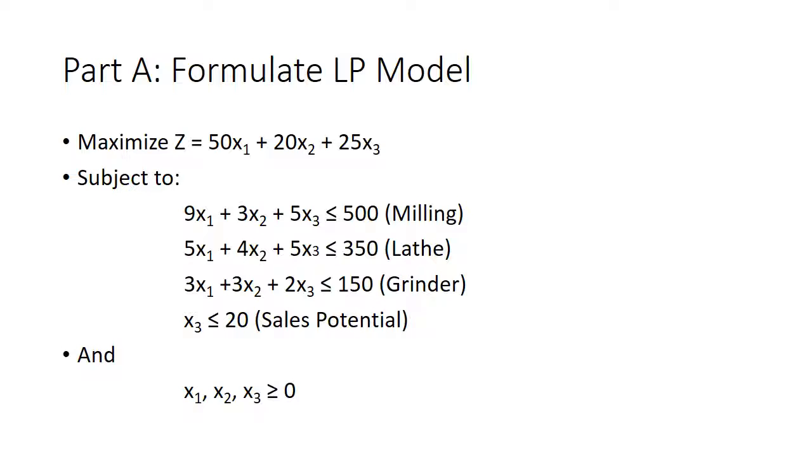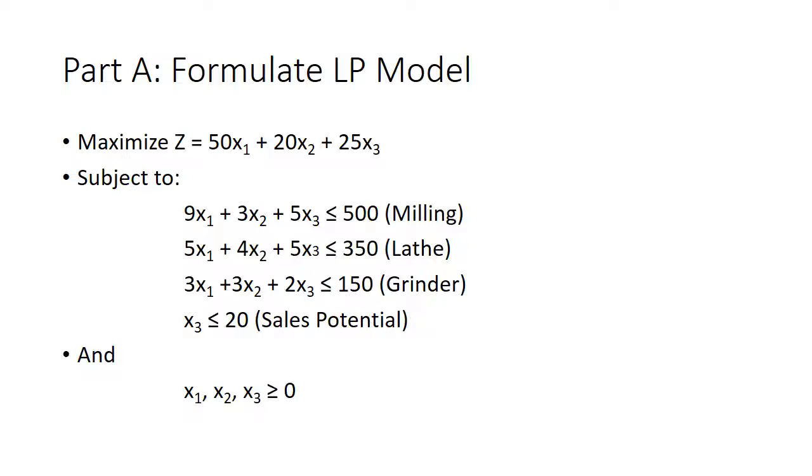We also have constraints we need to consider. The first three have to do with how many hours are available for each machine. So if we remember back to the two tables that we saw in the prompt, we remember that for the milling machine, there was only 500 hours available on that machine per week. We also remember that for product 1, 9 hours were required on the milling machine for each unit. 3 hours were required for each unit of product 2 on the milling machine, and 5 hours were required for each unit of product 3.